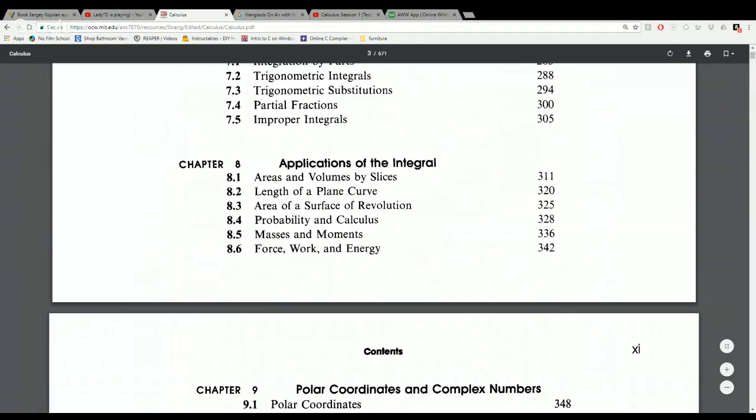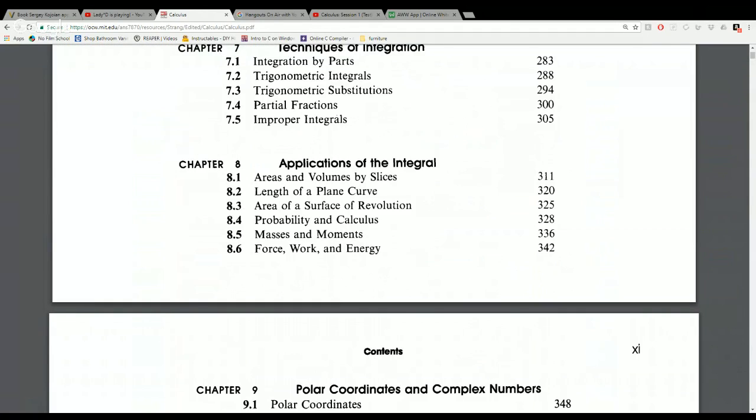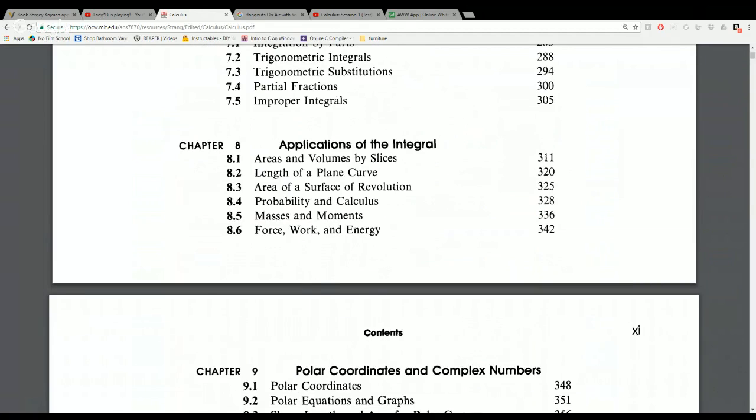Applications of integrals. There's a lot of physics here: force, work, energy. If you've done any physics, you know there's a ton of calculus being used here. Mass, moments, probability. A lot of calculus in probability theory. Areas of surfaces of revolution, volumes of solids of revolution, length of curves, etc.